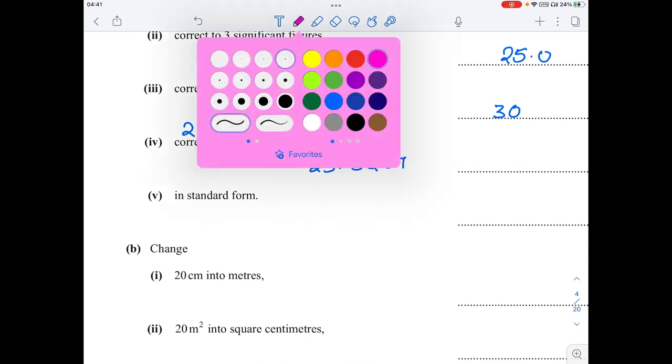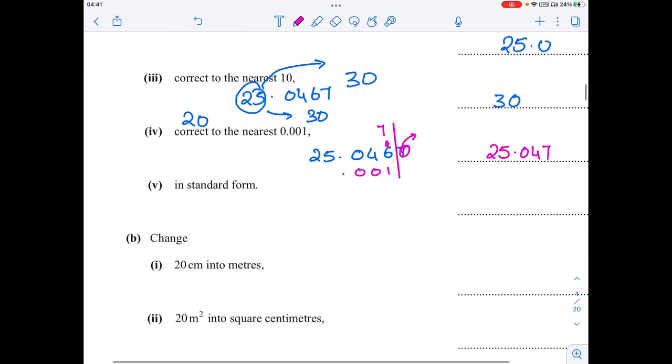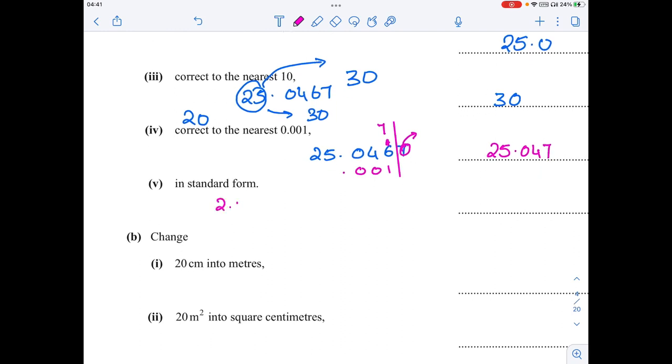Nearest 0.001. 25.0467. He is asking nearest 0.001, which means nearest thousandth. So what am I going to do? Draw a line after that and see this number is more than 5. So you add 1 to this. So this 6 will become 7 and you make the rest 0. So the answer is 25.047. In standard form, it is 2.5, 2.50467, and the point should go one digit forward to make it 25, so times 10 power 1. That's going to be the answer.